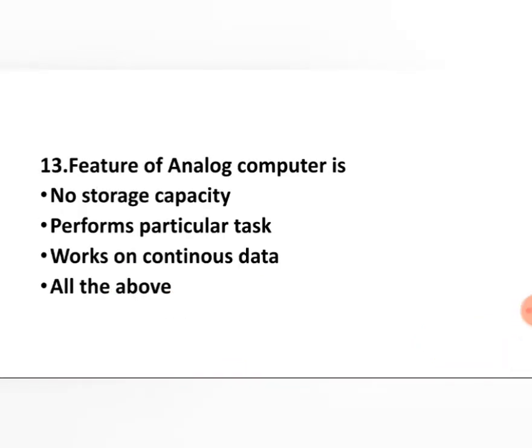Now one more question, number 13. Features of the analog computer: no storage capacity, performs particular task, works on continuous data, none and all the above. The correct option is option number D, all the above. It does not have storage capacity, it performs a particular task and works on continuous data. While analog and digital are inverse to each other. Analog does not possess storage capacity, whereas digital possesses. Analog works on continuous data, digital works on discrete data.